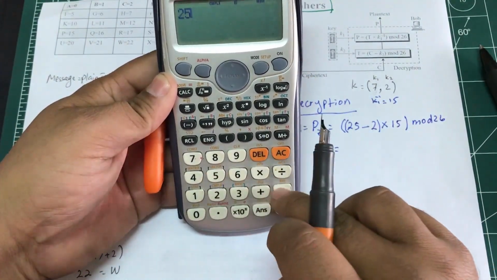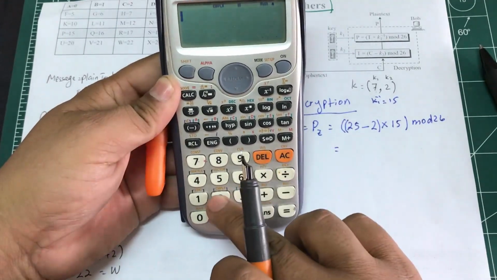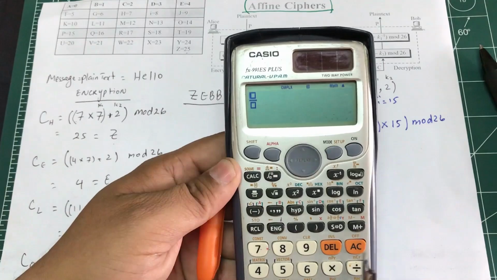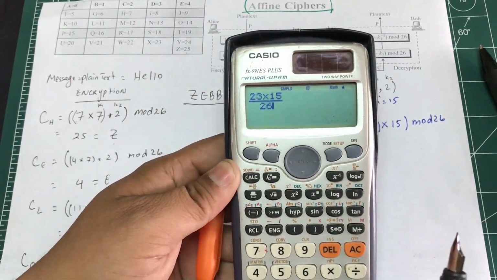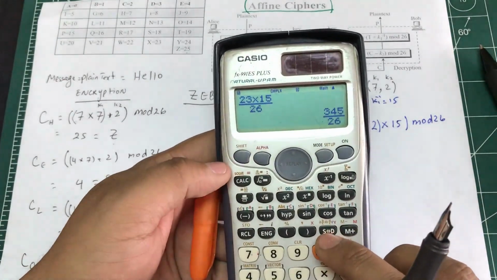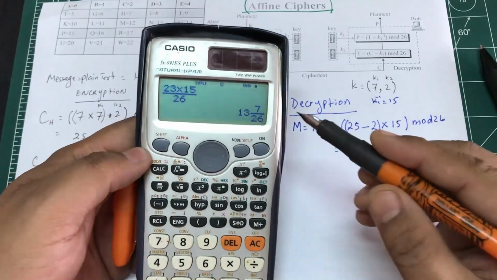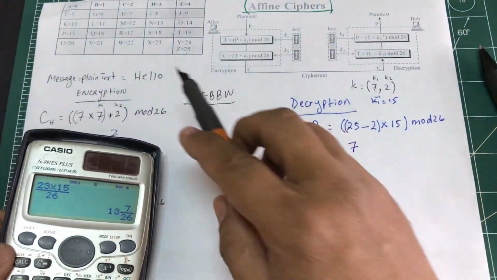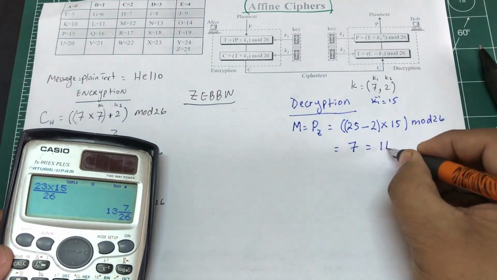So 25 minus 2 is actually 23. So 23 multiplied by 15, divided by 26. So 345 over 26, the remainder is 7. So this would turn out to be 7. I'm using this numerator value, which is 7. And 7, according to our code book, is H. So this corresponds to H.